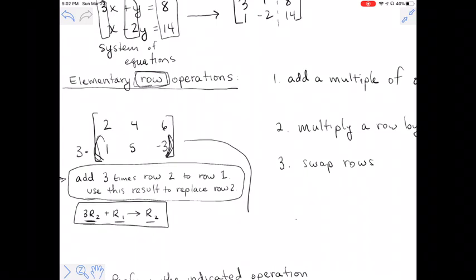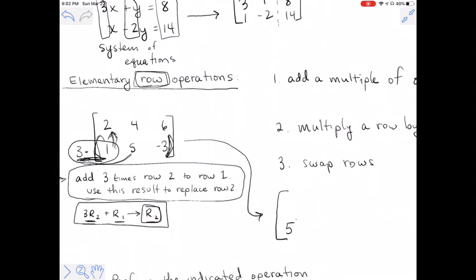So coming down here, three times row 2 in that first entry becomes a 3, because that's 3 times 1. And then if I add that to the entry in row 1, 3 times 1 is 3, plus 2 is 5. So now I've got an entry of 5, and what it says is you're going to replace the entries in row 2. So that number 5 is going to go right here in row 2.